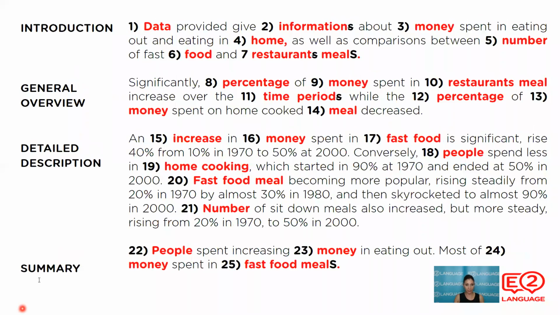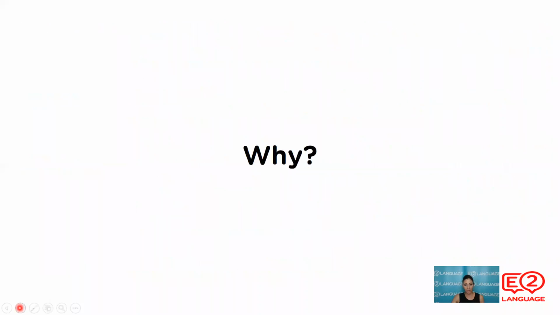All right, let's check our answers. Okay, so information, and most of you got this right, should not have S. Information is a non-countable noun. Restaurant's meal should say restaurant meals. Time periods should be time period. And fast food meal should be fast food meals. Okay, so these were our mistakes.